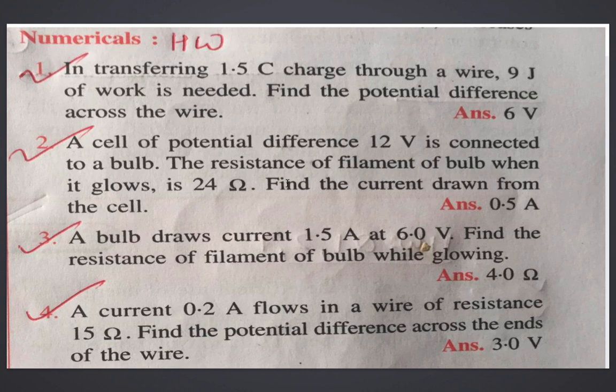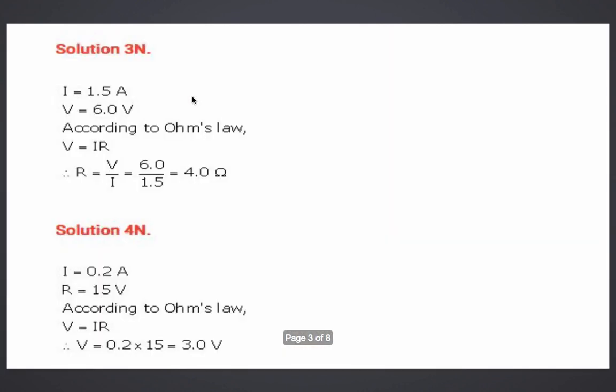See the first question. In transferring 1.5 coulomb charge through a wire, 9 joule of work is needed. So what is 9 joule? We all know the unit of work done is joule. So W is 9 joule. 1.5 coulomb, this is the charge. And what I have to calculate is the potential difference. What do we know the formula is? W is equal to Q into V.